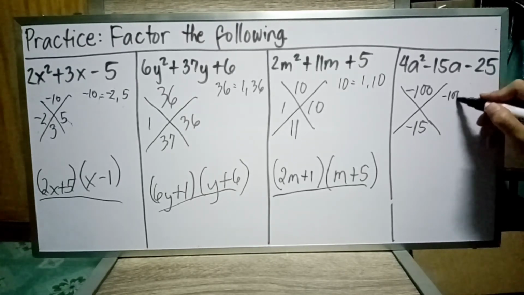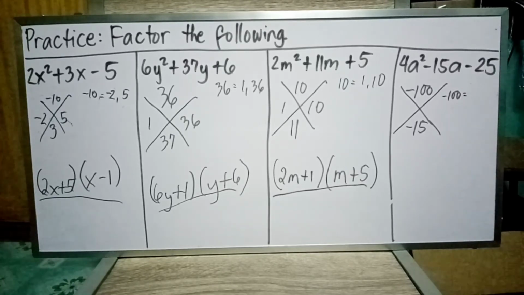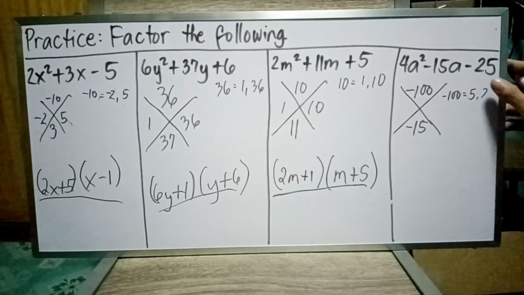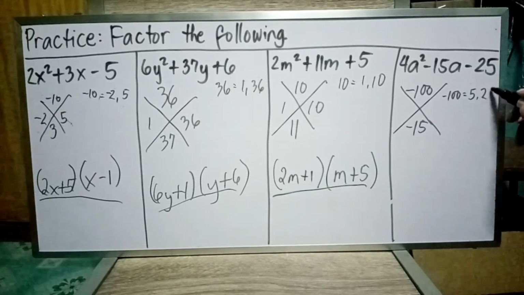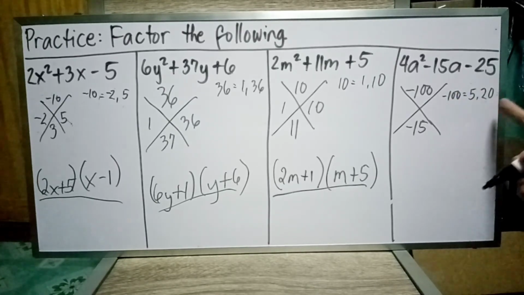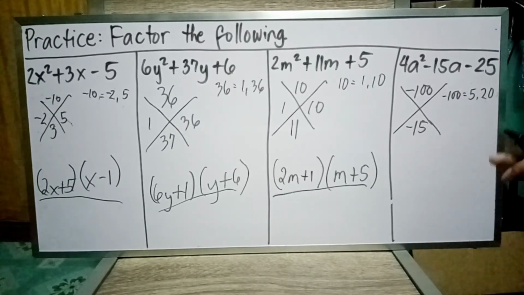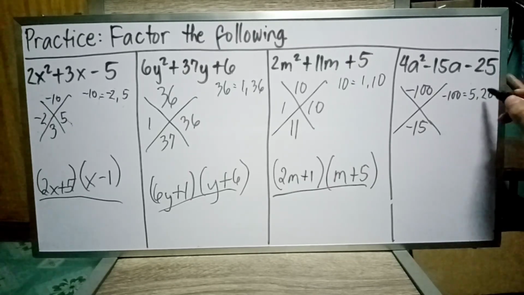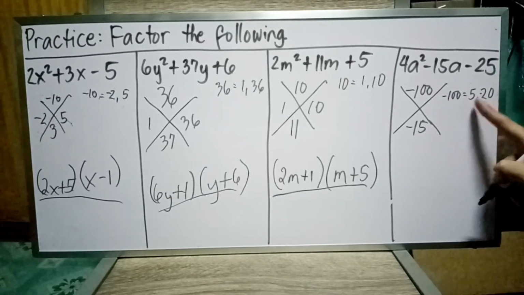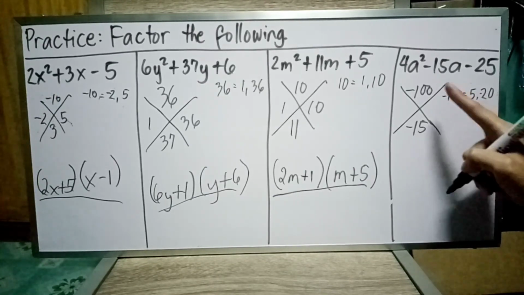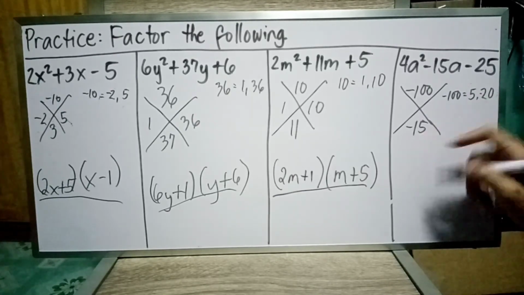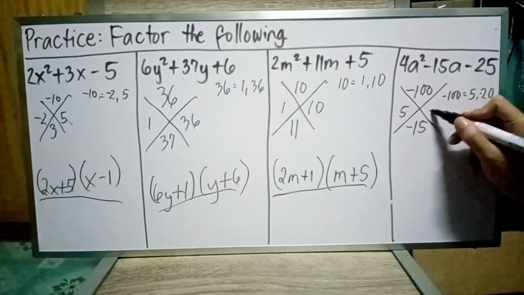So negative 100, so that is 5 and what? 5 and 20. So 5 times 20, that is 100, but we need negative. So which one is negative, the 5 or the 20? Okay, the 20. Because positive 5 times negative 20, that is negative 100. 5 plus negative 20, that is negative 15. So therefore, 5 and negative 20.